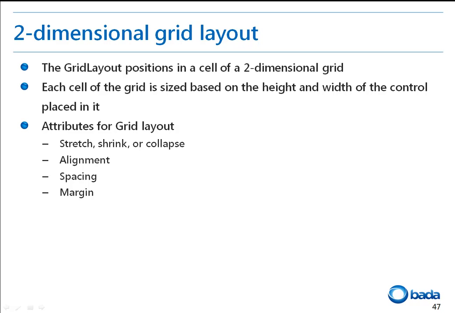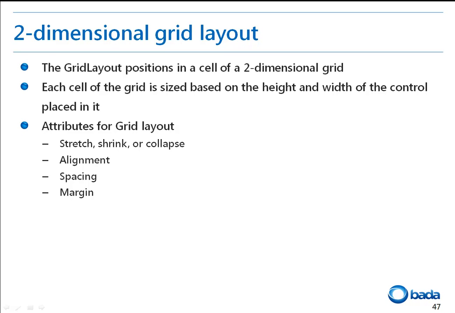Second, alignment. This attribute specifies the side of the cell to which a control is aligned. You can align the control vertically or horizontally. The default alignment is to the left and top of the cell. Third, spacing. This attribute specifies the spacing between the current and previous row or column. The default spacing between the rows and columns of the grid is 0.